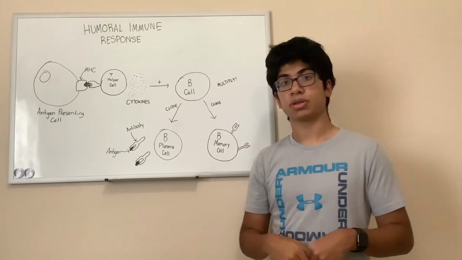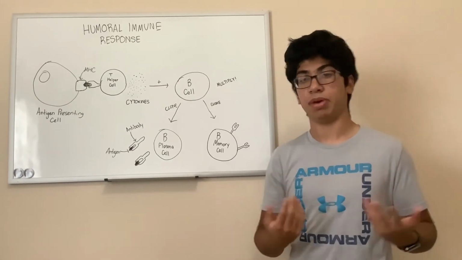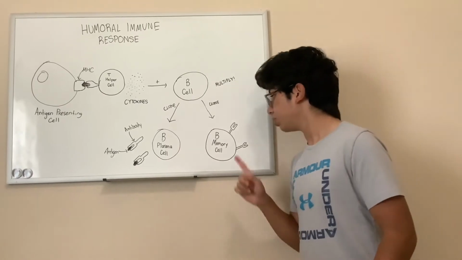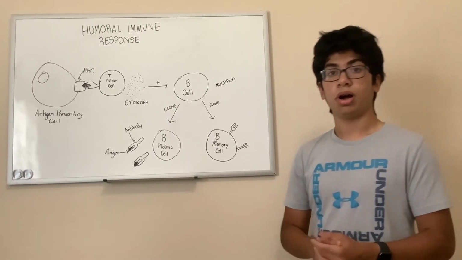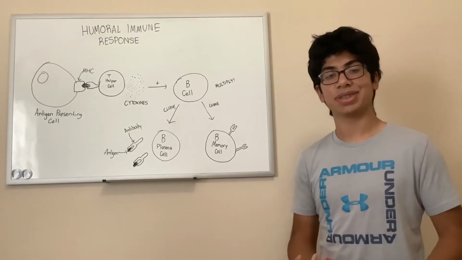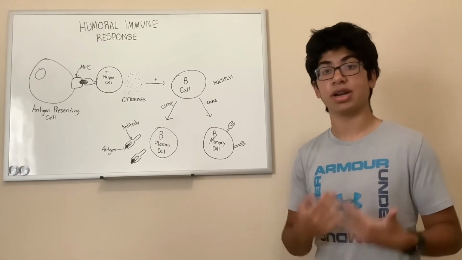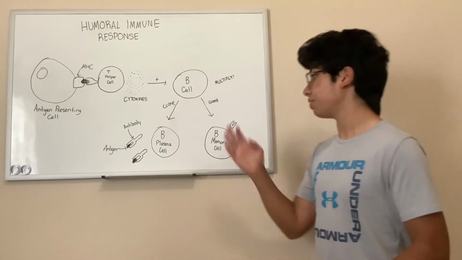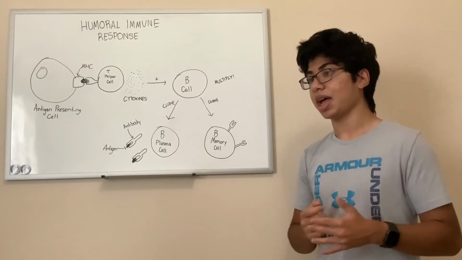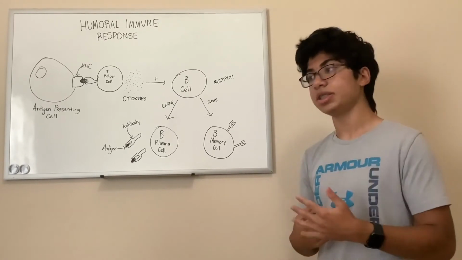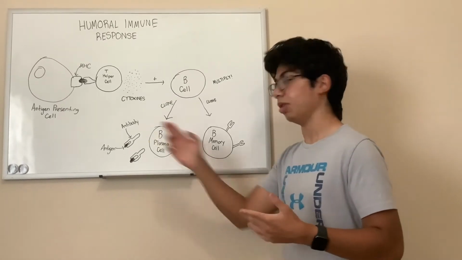These clones can go in one of two paths. They can either become a B plasma cell or a B memory cell. Although these two have very similar names, they both have distinct functions, and each function is very important. So first we have the B plasma cell. So B plasma cells have certain receptors on them called B cell receptors. They release these receptors and release antibodies.